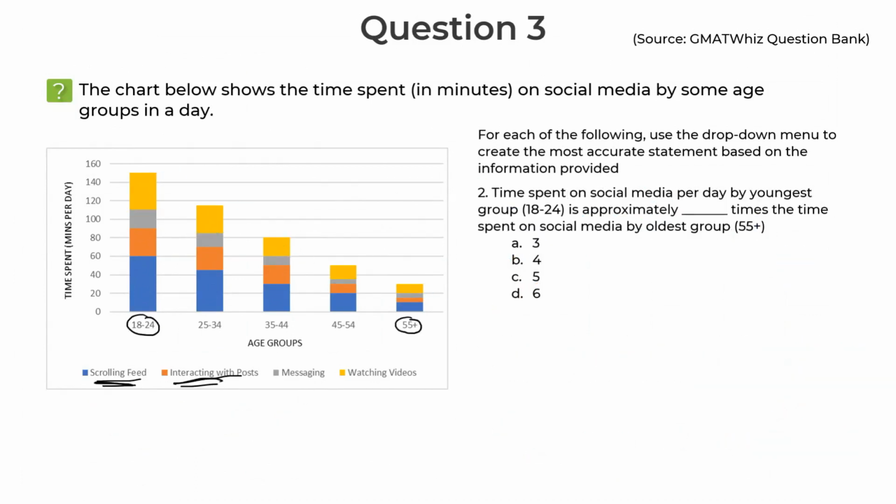They would rather specify what they mean, whether it is interacting with posts, or scrolling through feed, or watching video, or messaging. They would not be so ambiguous about it. Social media, because what does social media consist of? I can also watch videos on social media. I can also message on social media, and I can absolutely do everything on social media. Is there anything that I'm missing, guys?